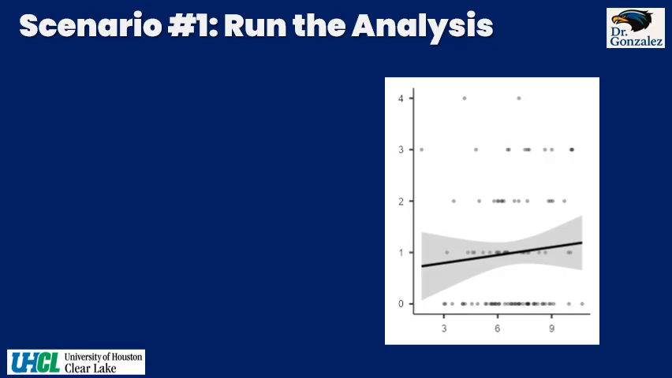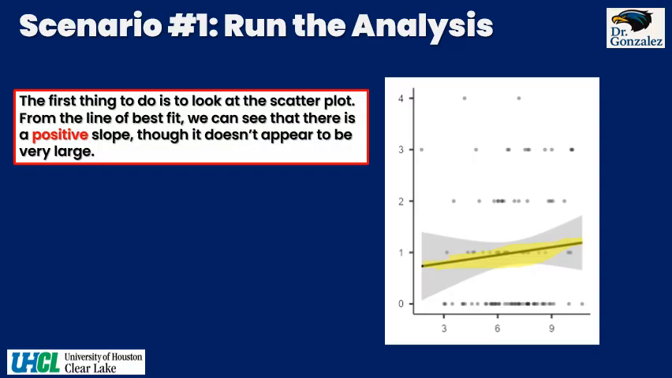So your scatter plot should look something like this. Now, why does it look a little funky? Well, it looks a little funky because of the way the data are set up, okay? But at the same time, you are able to get this line, and that is what we are interested in looking at right now. Do you see a positive slope to that line? I do. So the first thing you would do is look at that scatter plot. You're going to look at that line of best fit, and you can see that there's a positive slope.